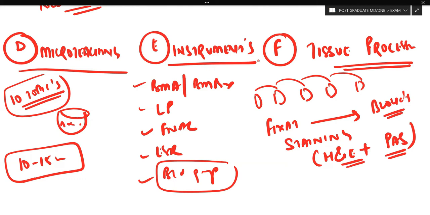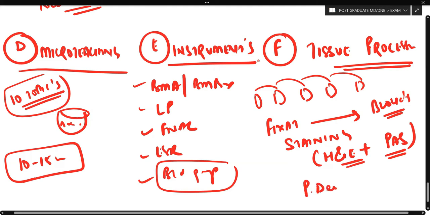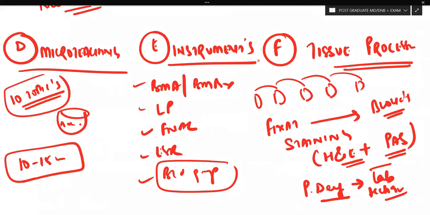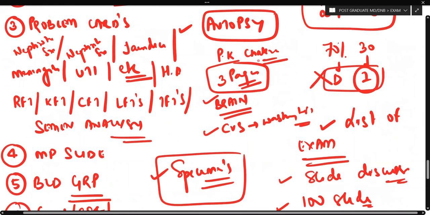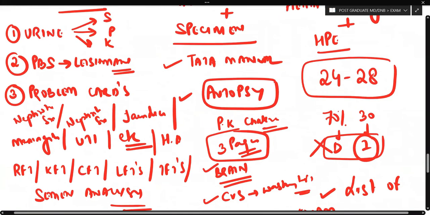And only one book that I've already given in your Telegram channel, that is the Pranab Dey book for lab techniques. It is the simplest book that you can have. You have to start reading this book. Now, why do you have to start reading this Pranab Dey book? Because these tissue processing techniques are also asked in your theory exam. Whatever I'm telling you in your practical, these can be asked in your theory exam.